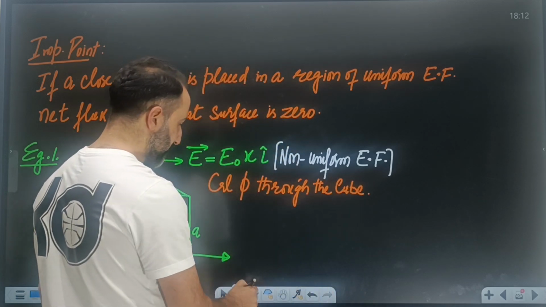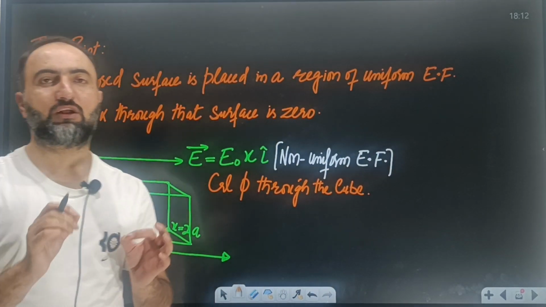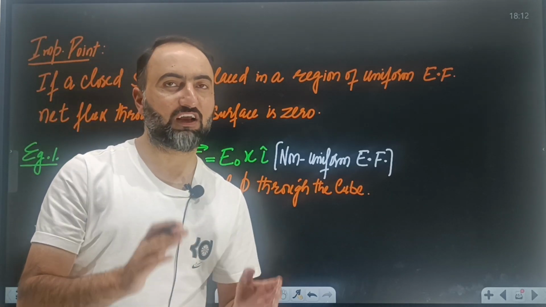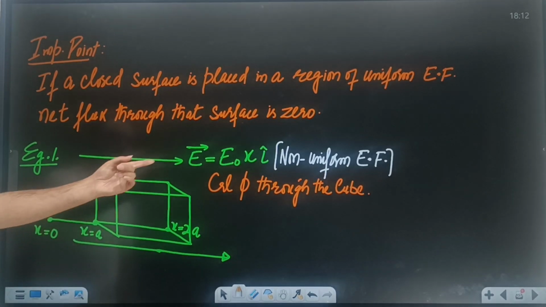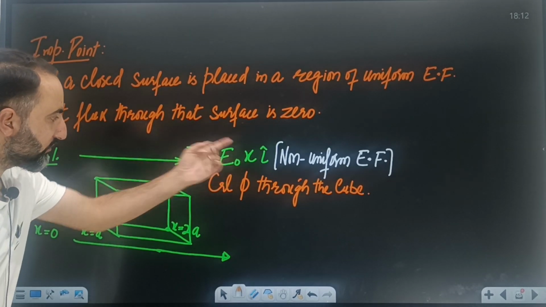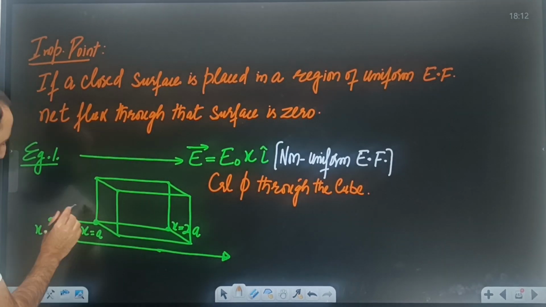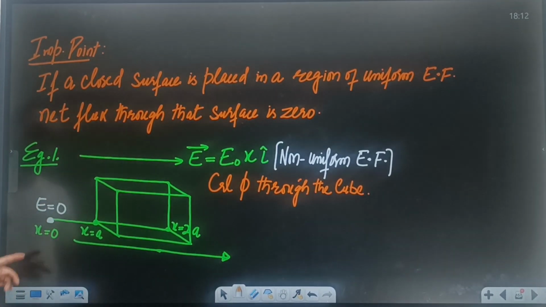What we have to calculate is the net flux through the cube. What I will do is this: I will calculate the flux entering through the cube and the flux leaving through the cube, and the total flux will be the summation of the two, as simple as that. Note here that the electric field is given as E0 into x into i cap. I cap means that it is directed along the x-axis. So what will be the value of the electric field here? 0, because x is equal to 0.